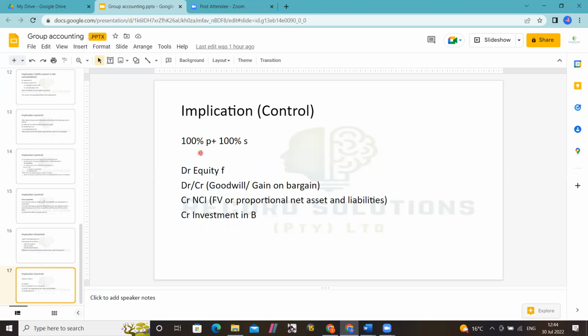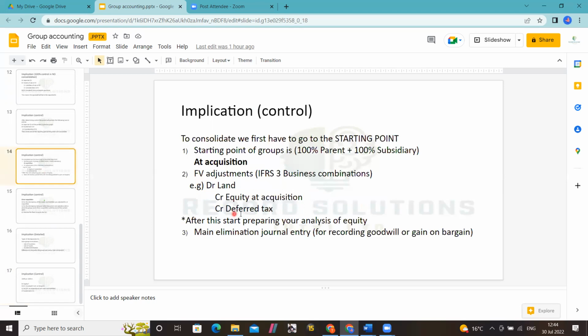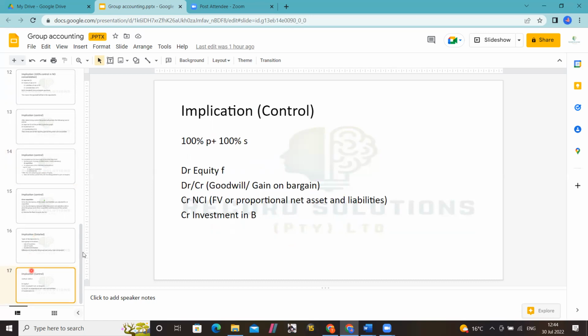Now, those first journal entries that we did are the first pro forma journal entries that we do. Do you see why? Because they actually fix. Like I said, pro forma journal entries either fix or allocate. So these ones are pro forma journals because they fix. The next pro forma journal entry you do is the main elimination journal entry.